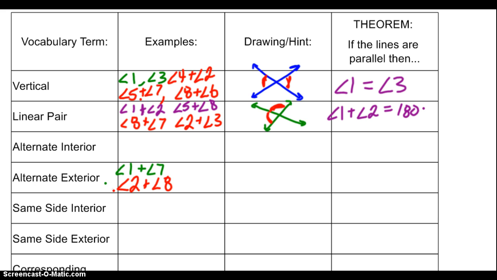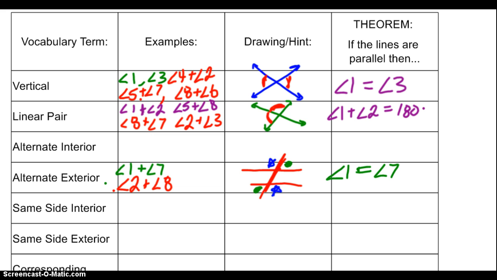Alright, now that we've written them down, we need a good drawing or hint so we know what alternate exterior looks like. If you draw your parallel lines and you have your transversal, then alternate exterior angles could be here and here, or I'll draw a little star here and here. Those are alternate exterior angles. And if you notice, alternate exterior angles look like they're about the same size. And in fact, they are. If two lines are parallel, then alternate exterior angles are congruent. They're equal. So just like with vertical angles, we can say that alternate exterior angles, angle 1, equals angle 7.